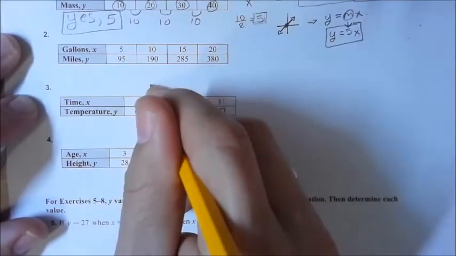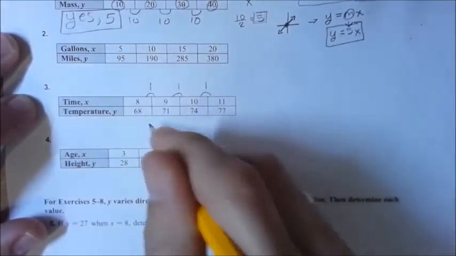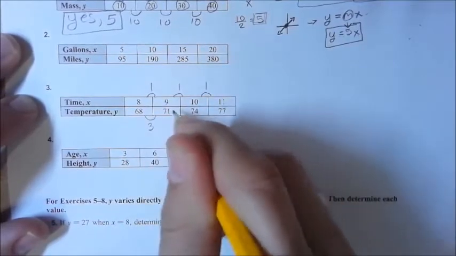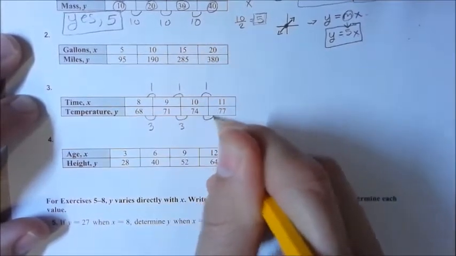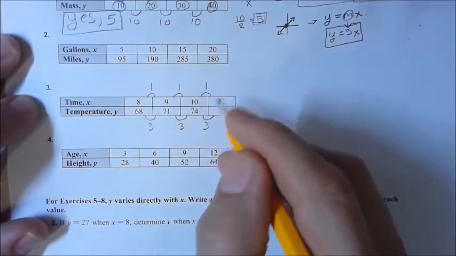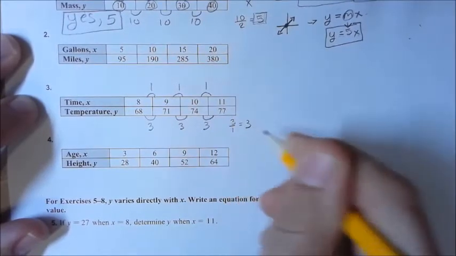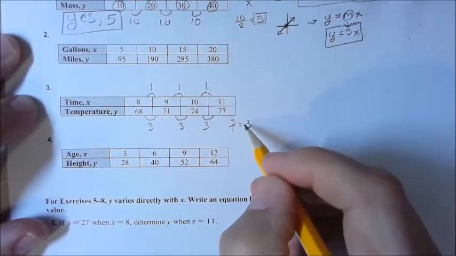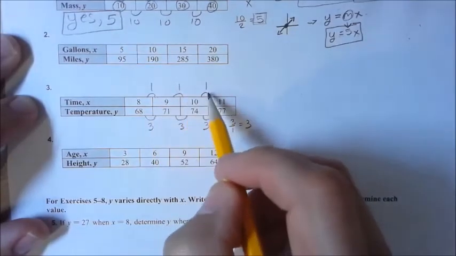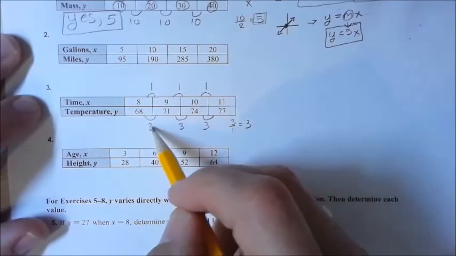So if I go from 8 to 9, it's 1, 9 to 10, 1, 10 to 11, 1. 68 to 71, we have a change of 3. 71 to 74, a change of 3. 77 minus 74 is also a change of 3. So here's my slope. So my slope at this point is going to be 3 over 1, or it's going to be 3. Now, it didn't ask us to check for this, but I'm just reminding you, we did this the other day. This is how you find the slope of a line. This is a line, and it does have a slope.